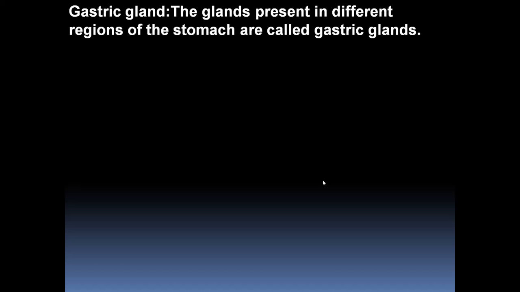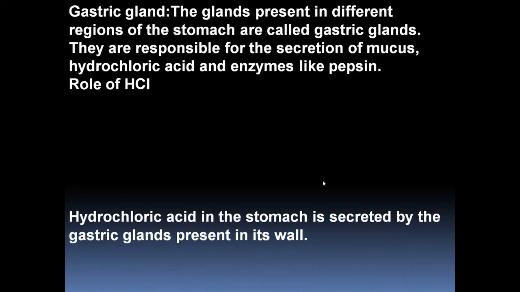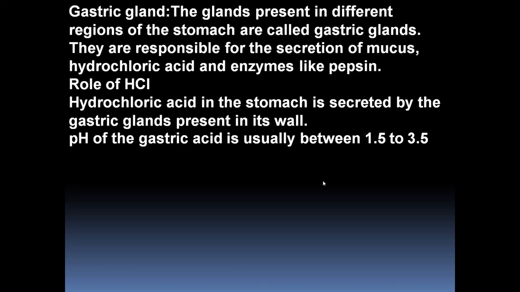Let us move on to the next gland, the gastric gland. So these gastric glands are present in different regions of the stomach. They are responsible for the secretion of mucus, hydrochloric acid and enzymes like pepsin. Let us learn what is the role of hydrochloric acid. Hydrochloric acid in the stomach is secreted by gastric glands present in its wall. The pH of this gastric acid is usually between 1.5 to 3.5 on the pH scale.